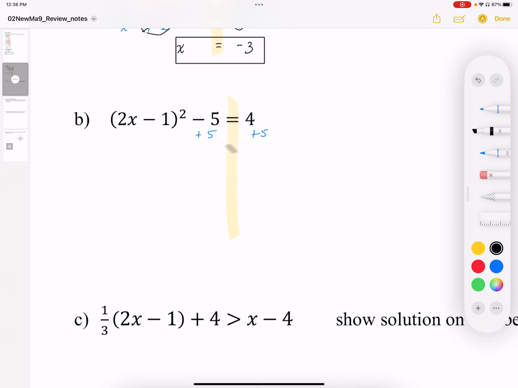Okay, on the right-hand side, I'm going to have 4 plus 5, and that's going to give me 9 on the right-hand side. Negative 5 plus 5 cancel out. So on the left-hand side, we're going to end up with 2x minus 1 all squared. And I'm just going to move that a little bit down. So on the right-hand side, we're going to have it equal to 9. Okay, so we end up with equals 9. And again, I just want to make sure we keep track of the left side and right side of that balance.